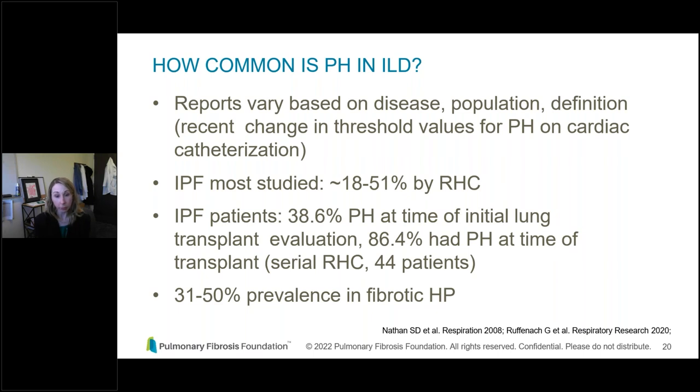There was a study of patients with fibrotic hypersensitivity pneumonitis, which is scarring in the lungs related to things in the environment like molds or birds. And they found about 30 to 50% of folks had pulmonary hypertension. There have been a couple studies, one in nonspecific interstitial pneumonia, which is another pattern that we see, where similarly I think about 40% of patients had pulmonary hypertension. It's important just to note that the definition, or how we make a diagnosis of pulmonary hypertension, changed a few years ago. And so the reports vary in these different studies, in part because people use different definitions and the definition has changed over time.